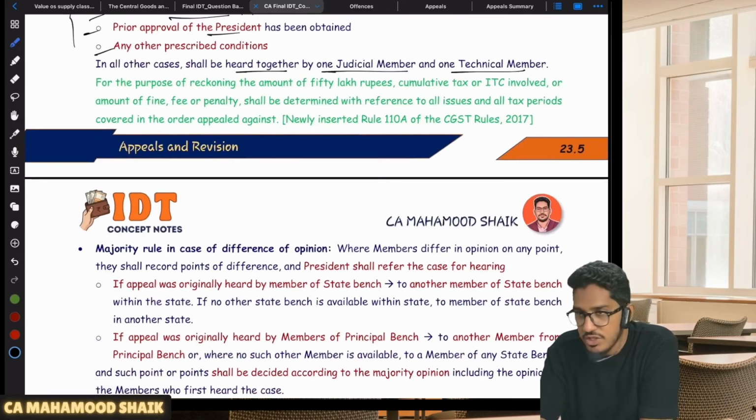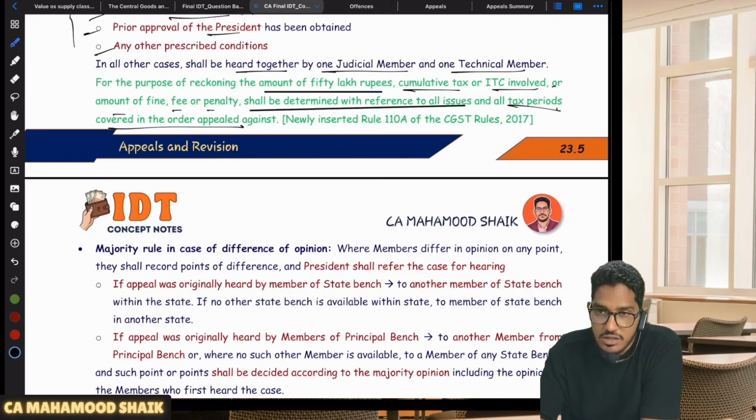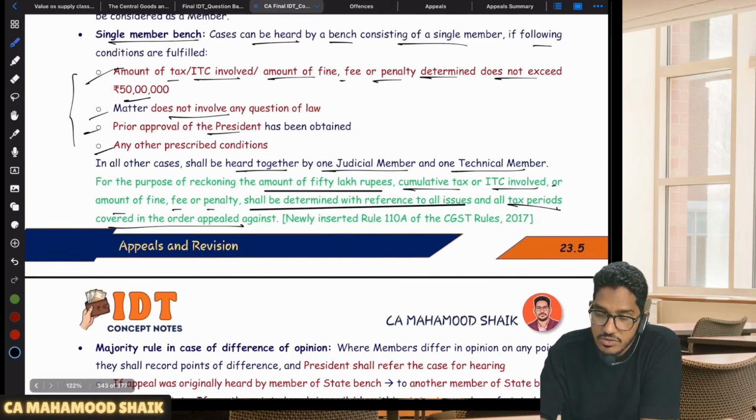In all other cases, one judicial member and one technical member should be there. A two member bench should be there. For the purpose of reckoning the amount of 50 lakh rupees, cumulative tax or ITC involved or amount of fine, fee, penalty shall be determined with reference to all issues and all tax periods covered in the order. So we are telling the limit of 50 lakhs, no?